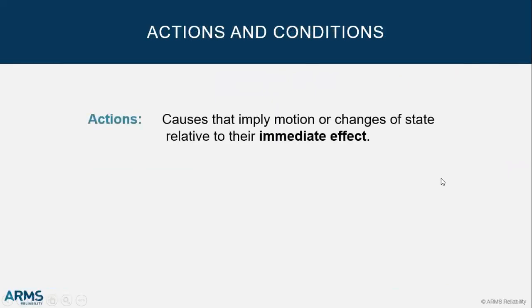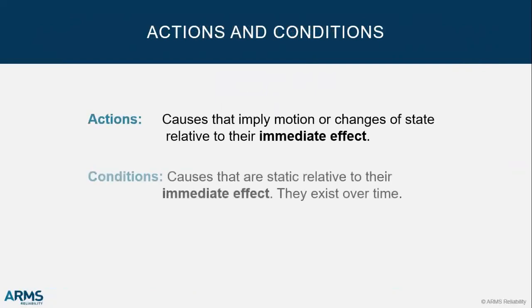So what are actions and conditions? Actions are causes that are going to imply motion or a change of state relative to that immediate effect. Whereas conditions, they're going to be static relative to that immediate effect. They're going to exist over time. So as an example, me moving this mouse around, moving the cursor, is an action. The existence of the mouse and the fact that the mouse is in my hand are both conditional causes. So you can see actions imply motion, conditions are static.